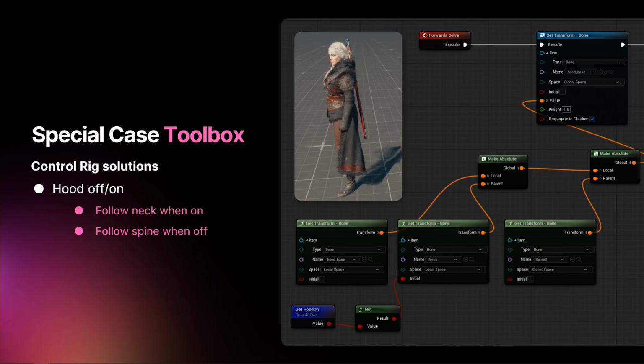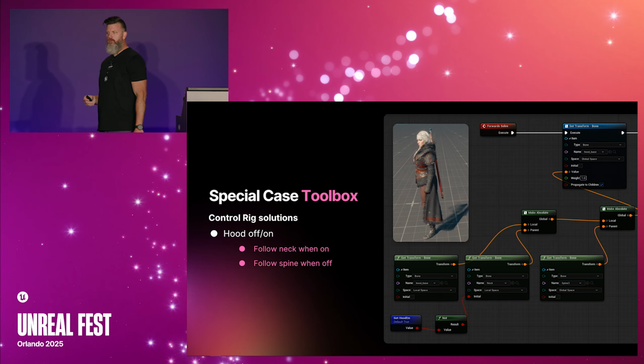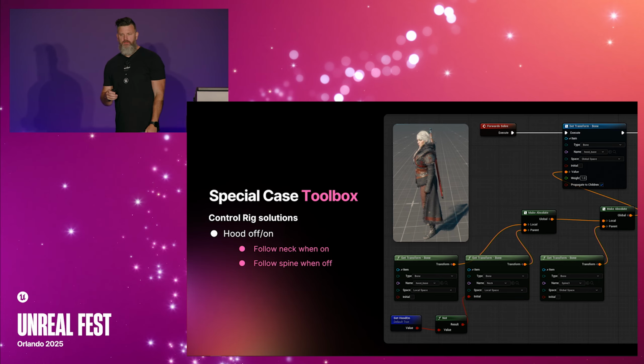All right, control rig. One of the other issues we ran into: the hood by default in the skeleton is parented to the base neck. That's great when the hood is up, because it follows the head. But when the hood is off, I didn't want it to follow the neck, I wanted it to follow the spine. One of the problems with that was the animesh, when it was rotating with the spine, would clip through and push through some of the shoulder, causing it to get really jittery and cause some problems.